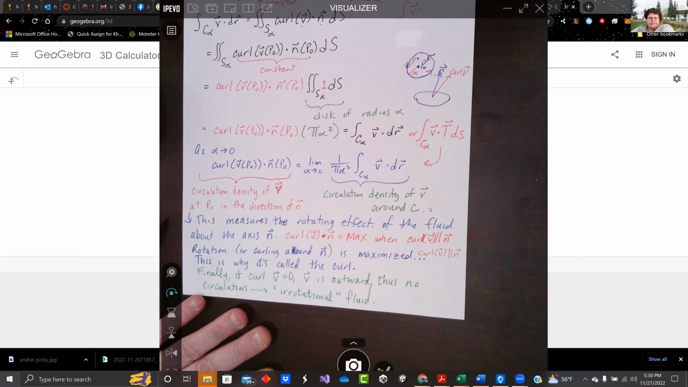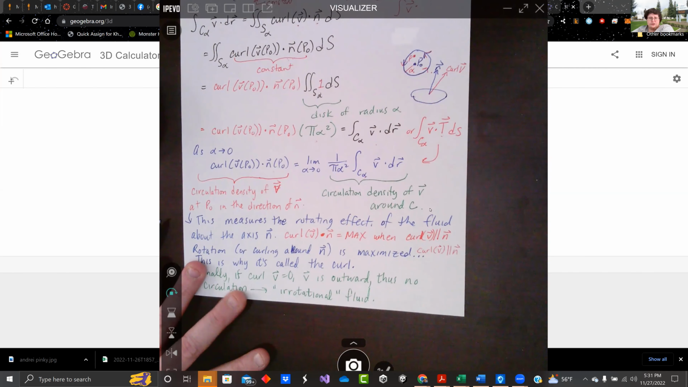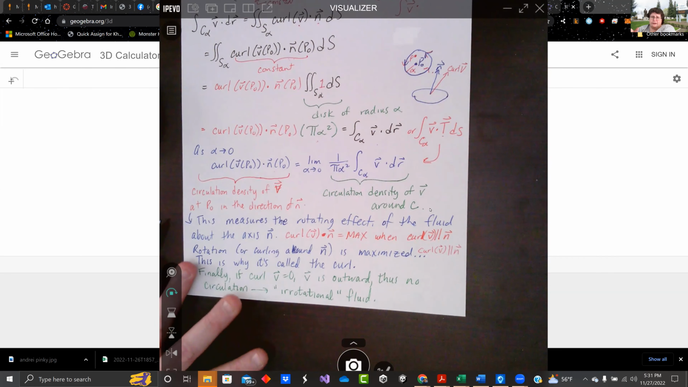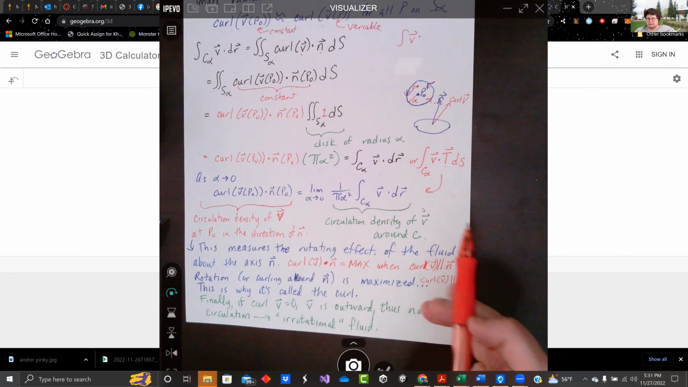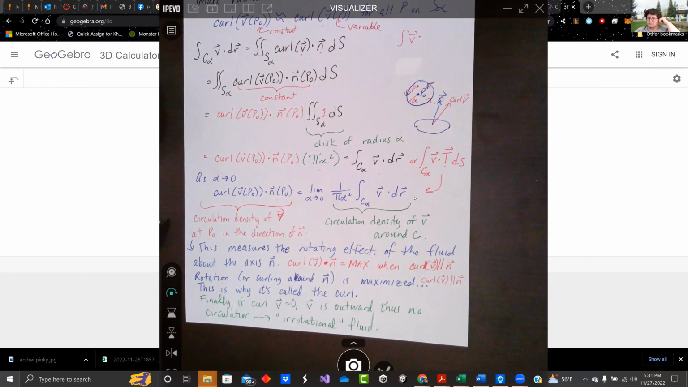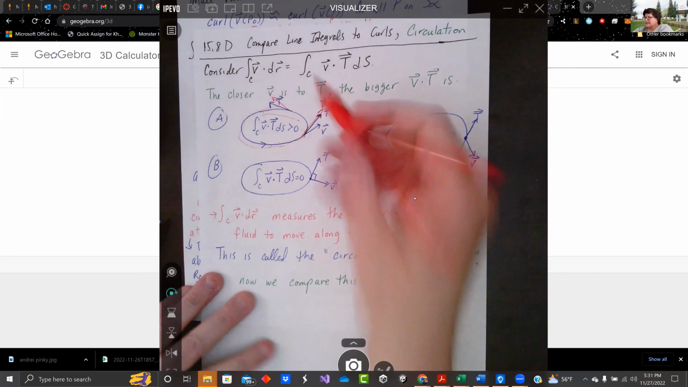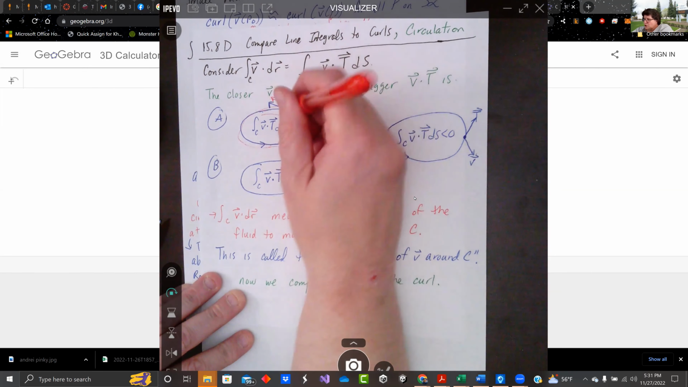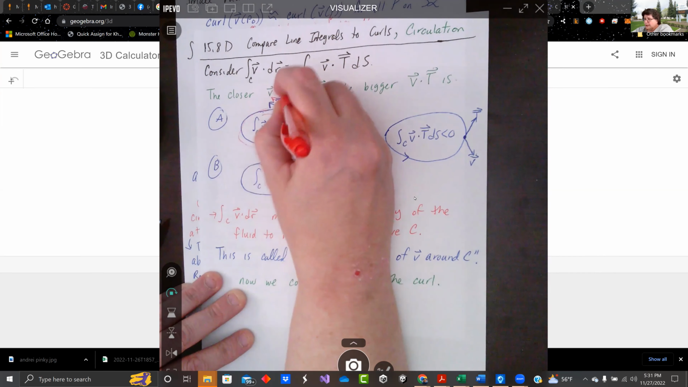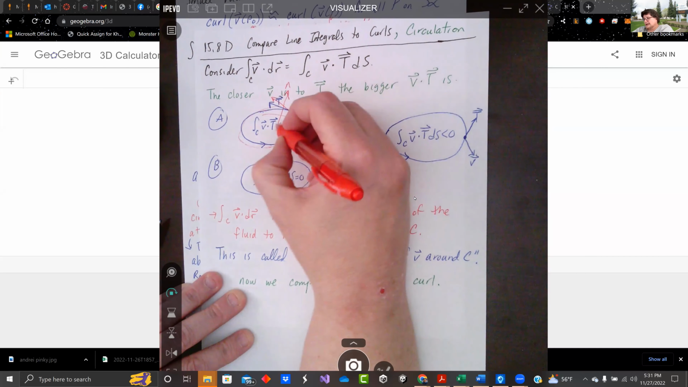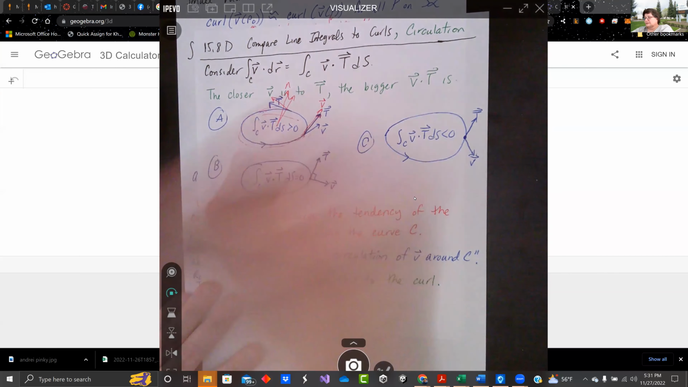And then finally, if the curl of V equals 0, there's no circulation, which means the fluid is called irrotational because there's no curl. There's no curl effect going on. So that's kind of how they're related. The closer V is to T, the closer the curl of V matches up with the normal component. That's N. And curl of V is like that.